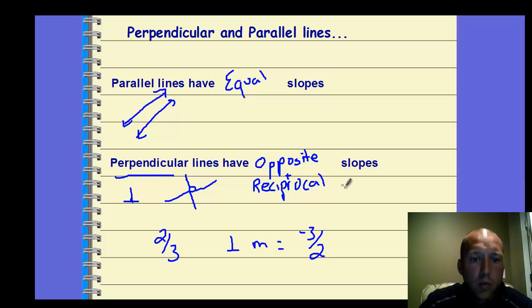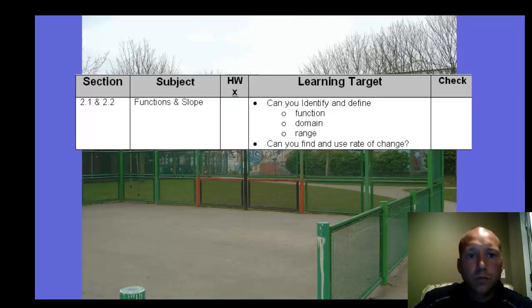And if you think about that, one of these lines is going downward, then the other line is going to be going upward. So that's why one's positive, one's negative. And I can't draw lines. So opposite reciprocal will be perpendicular lines.